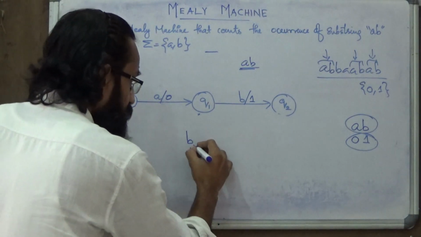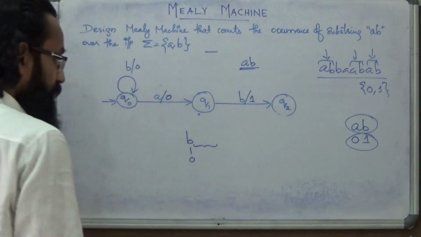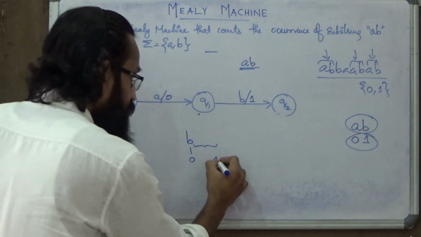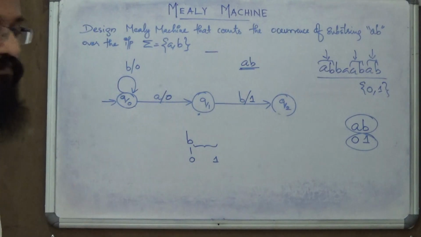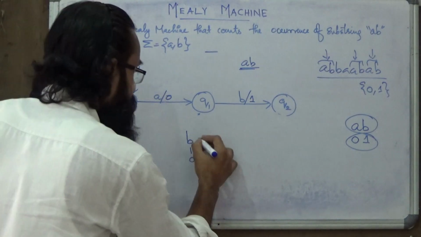Now the question is, what about the remaining minimal string required in order to attach output 1 to the current output string? So the minimal string required is AB.